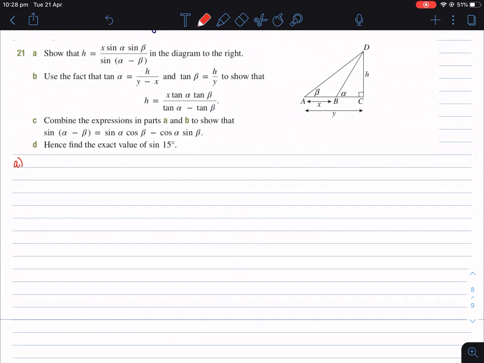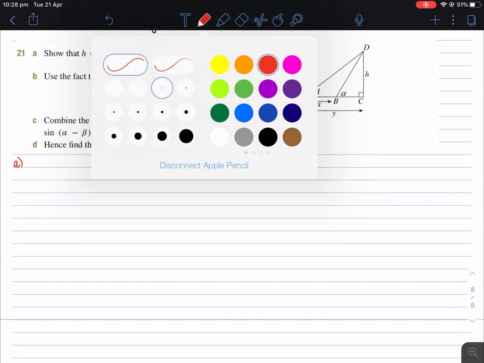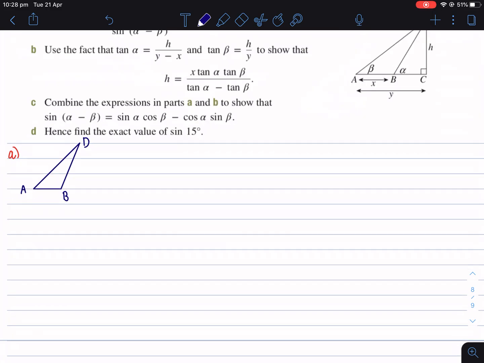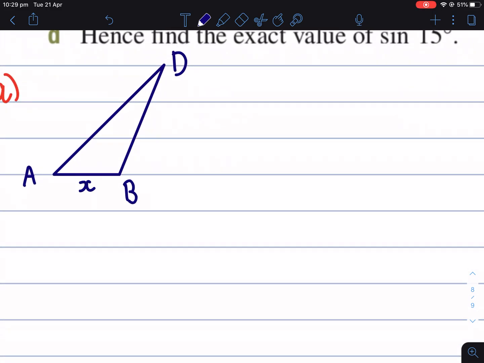All right, question 21. Yes, it's hard. So I'm going to start out by drawing the three triangles we actually have separately. To start off, I've got ADB. This bottom line is x, and this angle is beta.